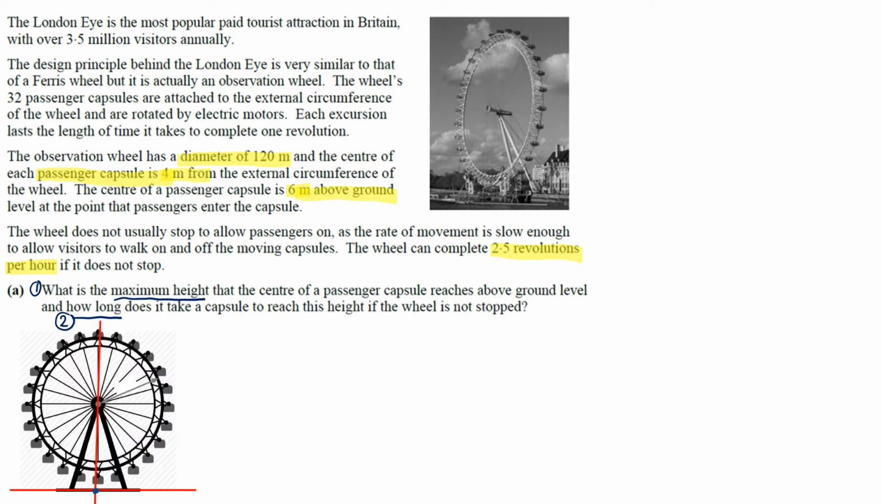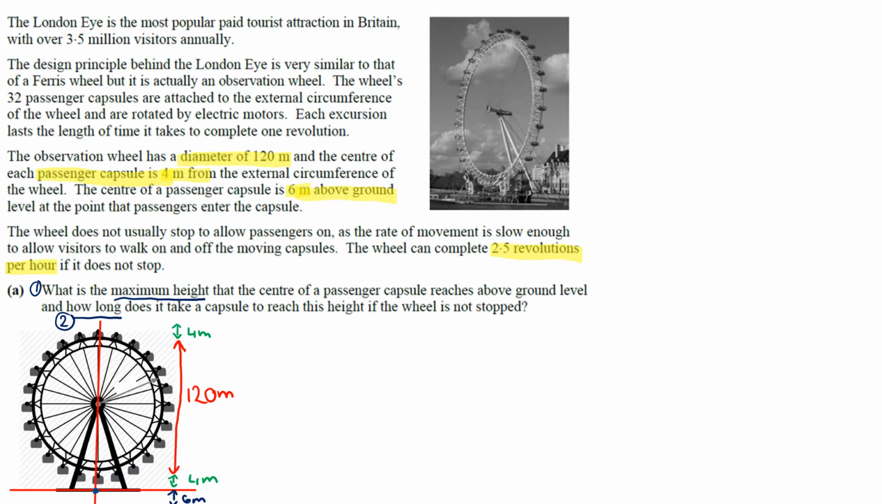So let's look at a little diagram here. We have some information. They told us that the diameter here is 120 meters. I think I've gone a bit too big with my diameter, so my diameter is roughly about there. We then also have the passenger capsule at each side. So that's 4 meters they told us. And as well as that 4 meters, we know that this is 6 meters above the ground. My diagram is very small, but that's all the information that we have.